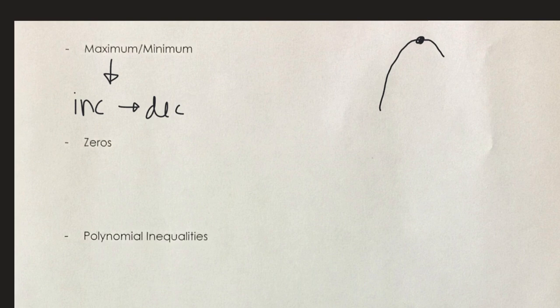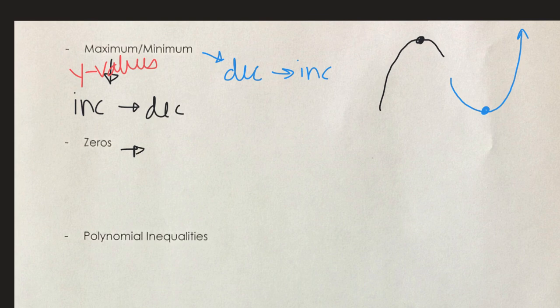Okay, so a maximum is where your y values change from increasing to decreasing. And a minimum is where your y values change from decreasing to increasing, right? At the bottom of a concave up parabola, we have a minimum because your y values go from decreasing, and now your y values are increasing. So the maximum is where increasing changes to decreasing of y values, and the minimum is where your decreases changes to increases.